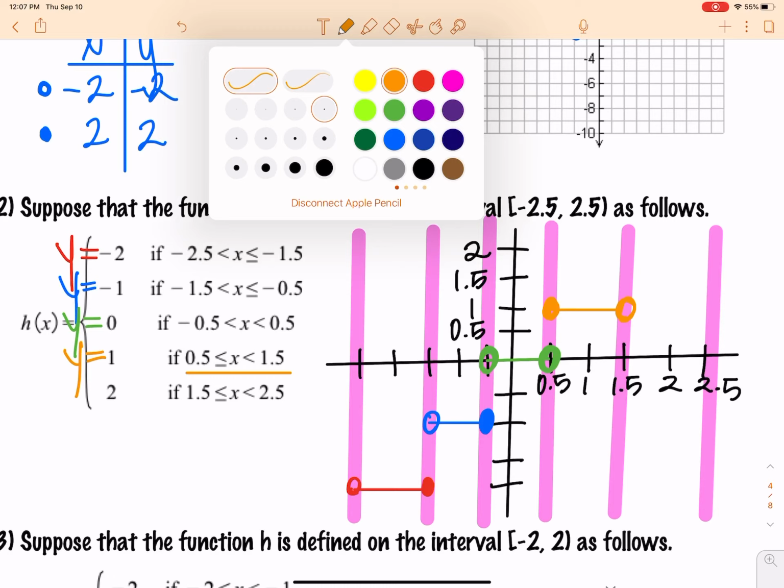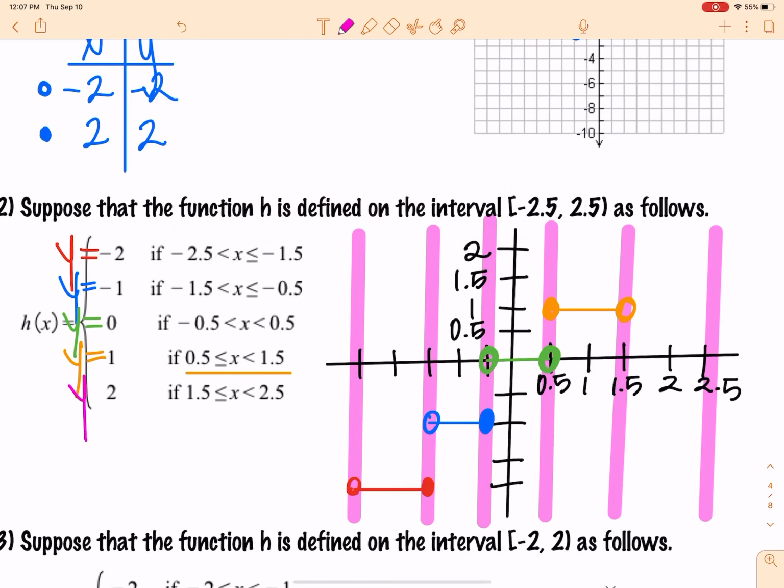And then losing colors, we'll do pink. So y equals 2 on that last region. As you can see, it's going to be horizontal at 2, and it's going to be closed, then open.